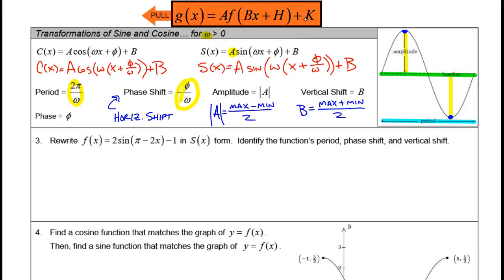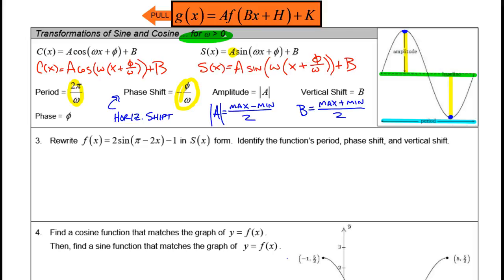Number 3 says rewrite f of x equals 2 sine of pi minus 2x, all minus 1, in sinusoidal form. Then identify the function's period, phase shift, and vertical shift. Let's get started on question number 3. I'm going to try and make this function look like the sinusoidal form.